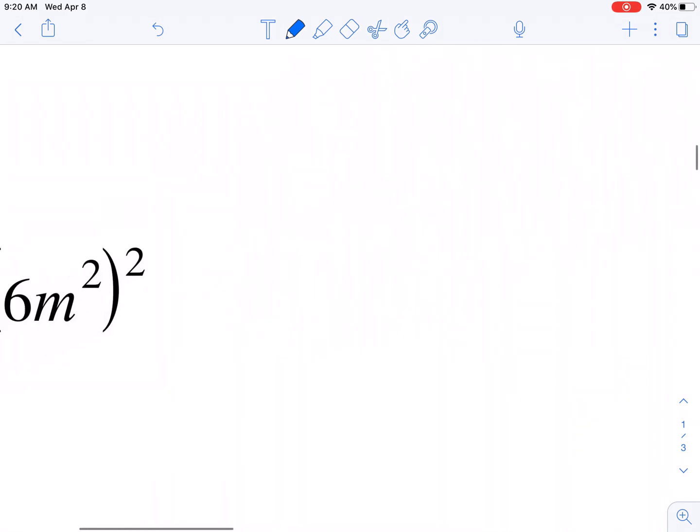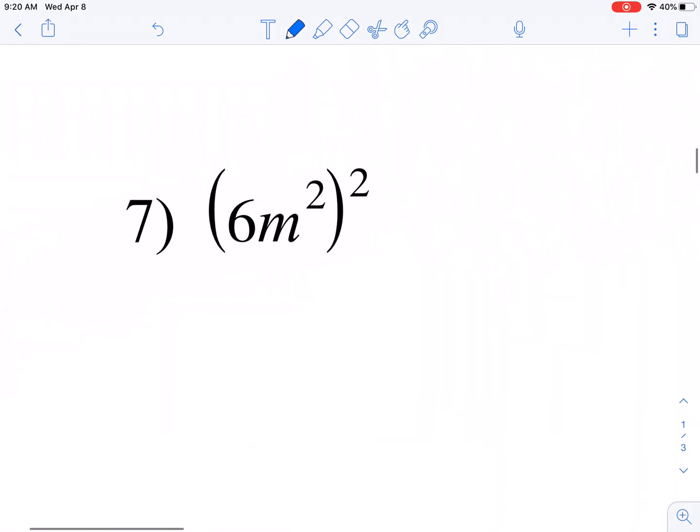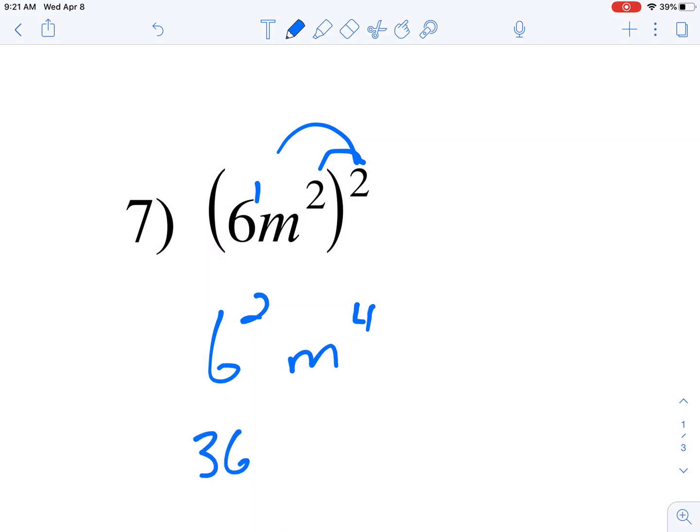For number 7, again, it looks like you've got the power rule. So this becomes 6 to the second, and then this becomes m to the fourth. And then 6 to the second is 36. M to the fourth stays the same.